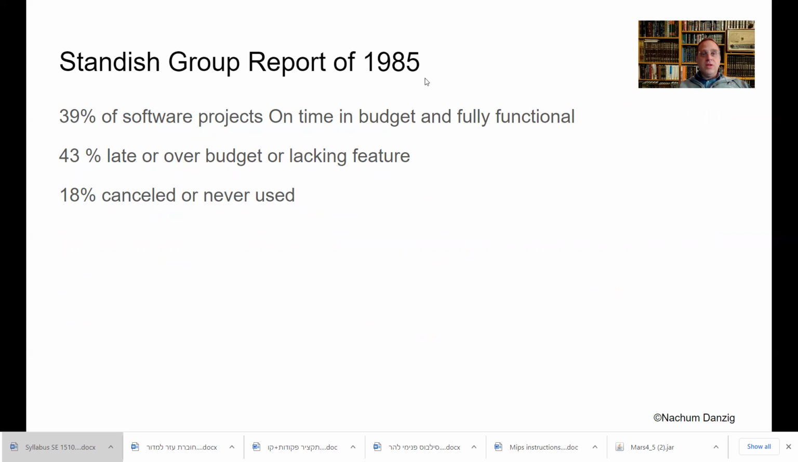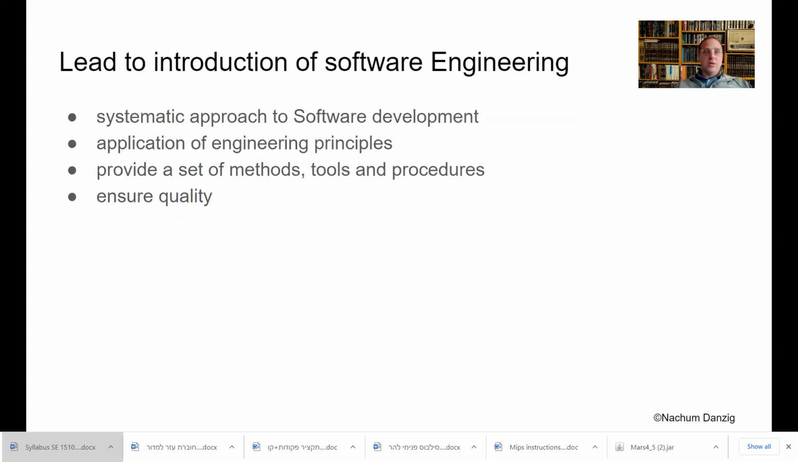Oh, here we go. In this report of 1985, 39% of software projects were on time, in budget, and fully functional. Only 39%. 43% were late or over budget or lacking a feature. And 18% were canceled or never used because they were just too badly made.